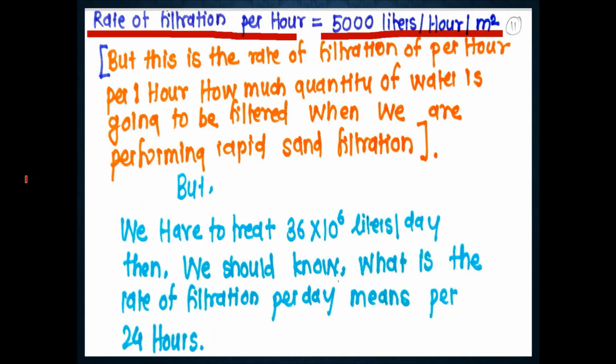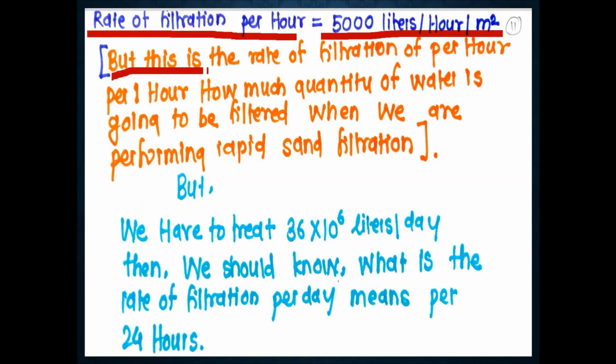But this rate of filtration is per 1 hour. For 1 hour only, water is not coming. We have calculated the demand not only for 1 hour, we have calculated the demand for 24 hours or for 1 day. 36 into 10 raised to 6 liters per day means the 1 hour rate of filtration we have to convert into 24 hours or for 1 day.